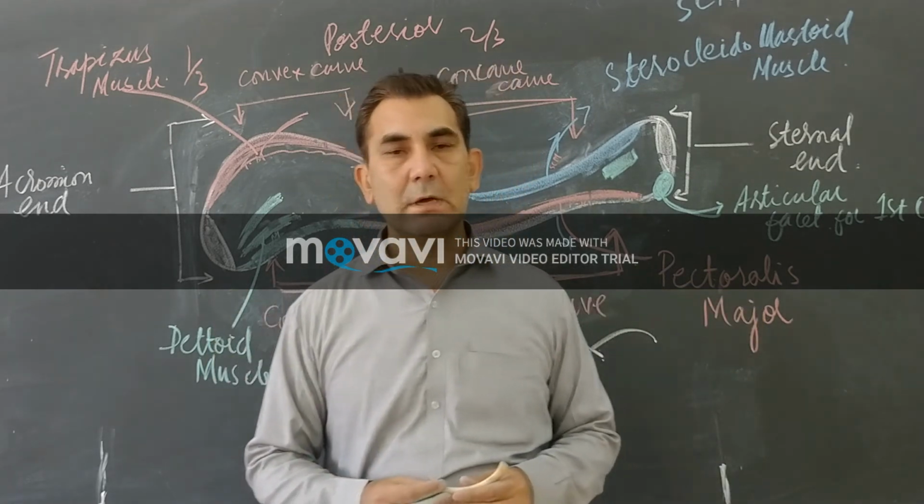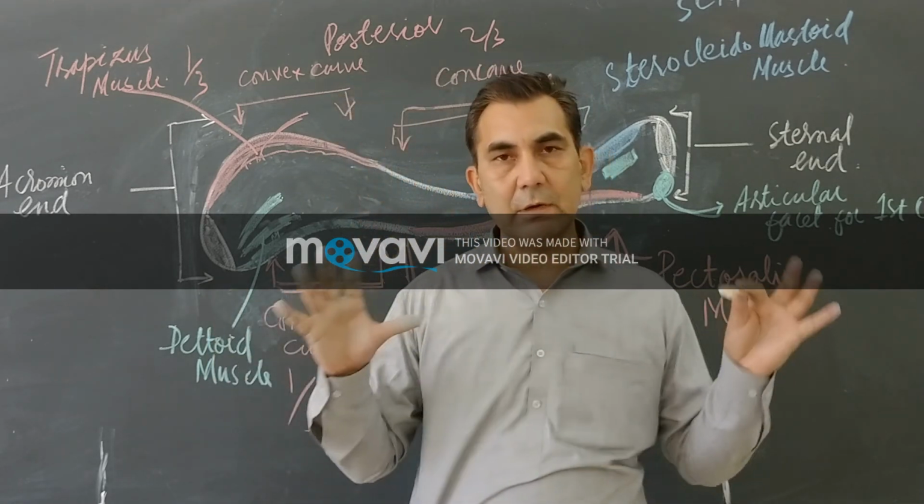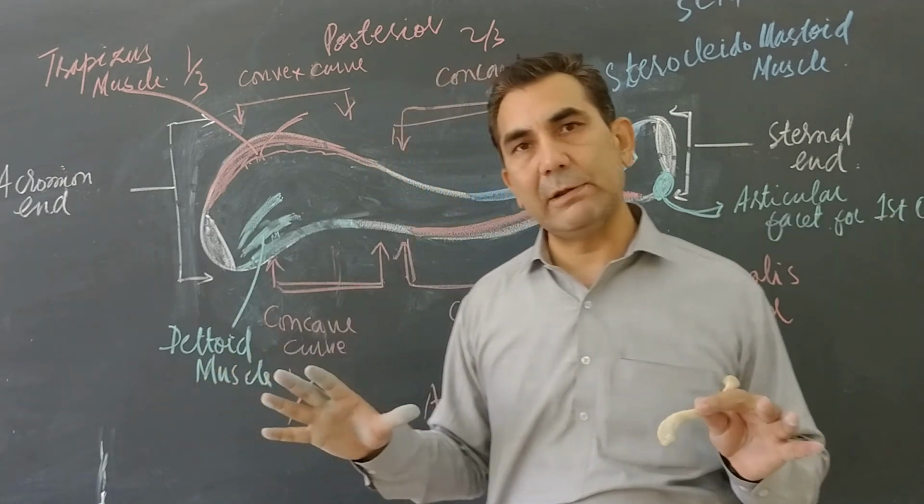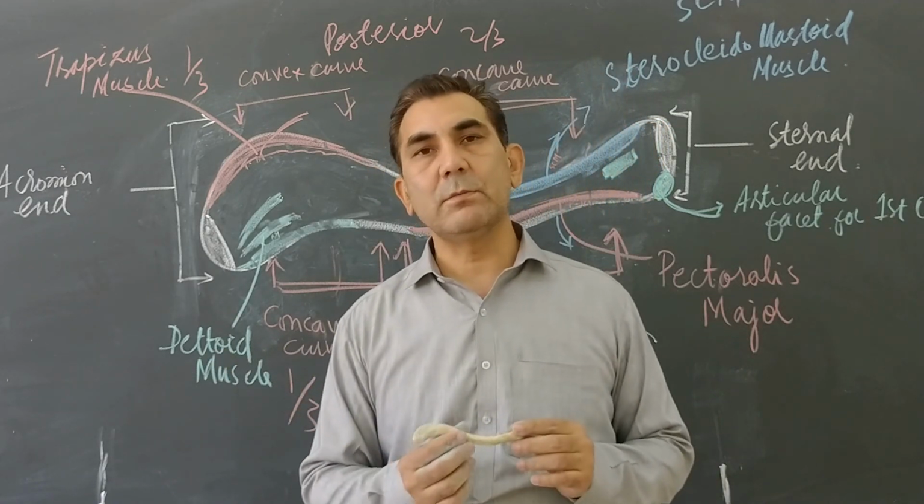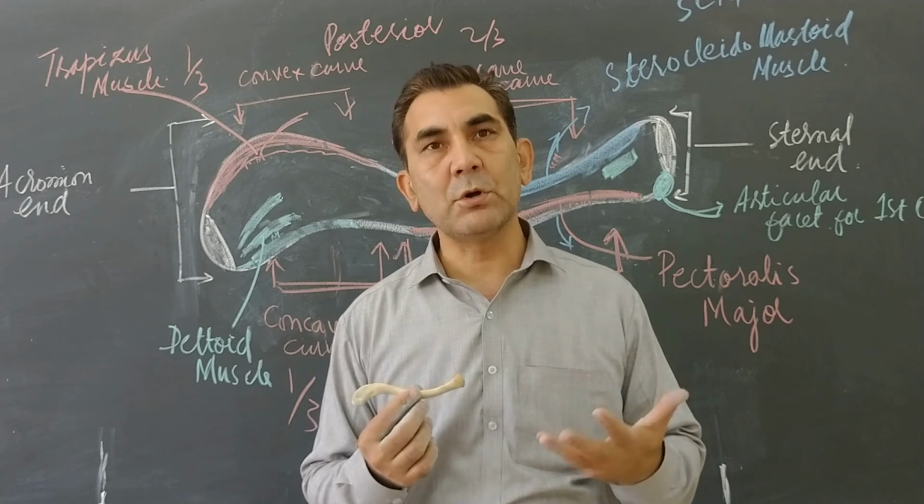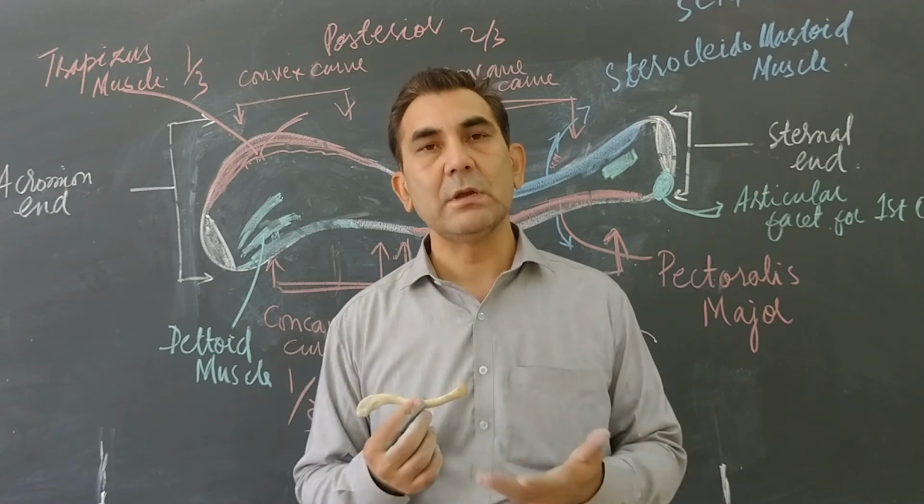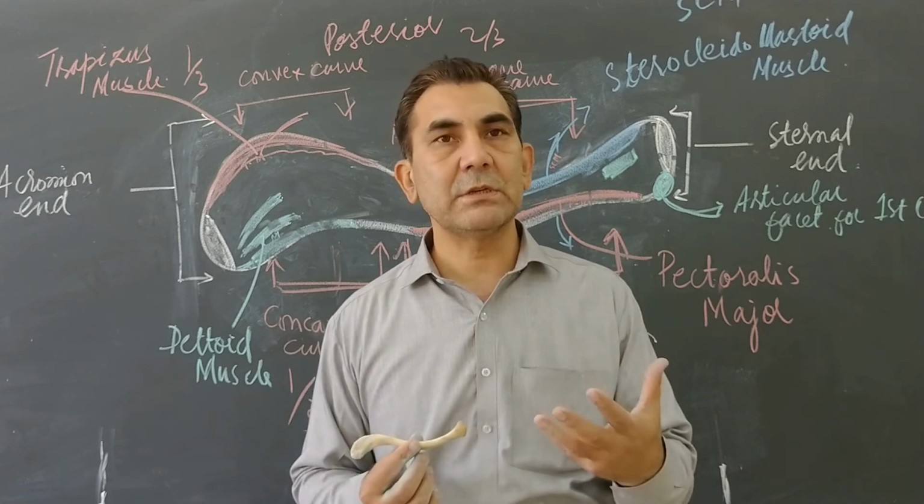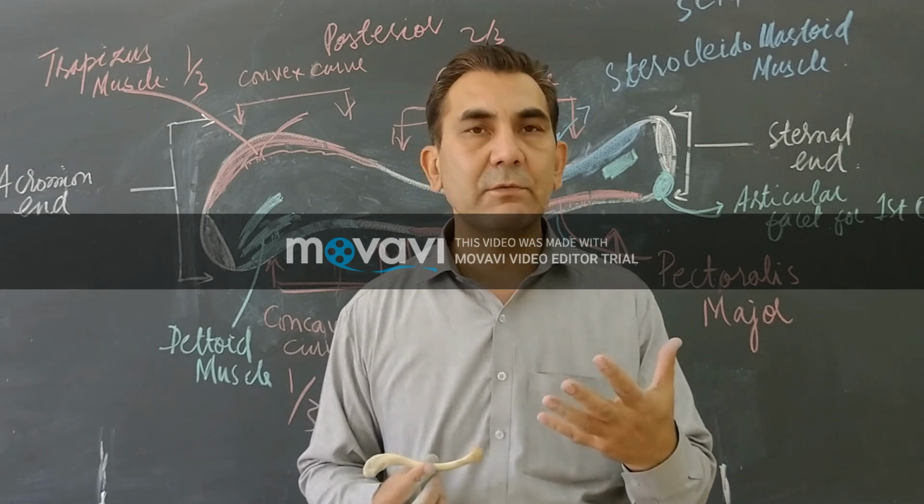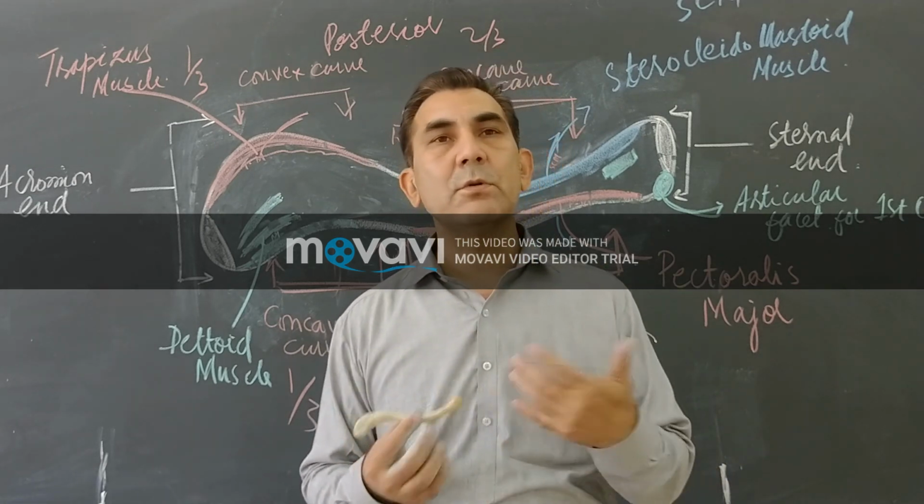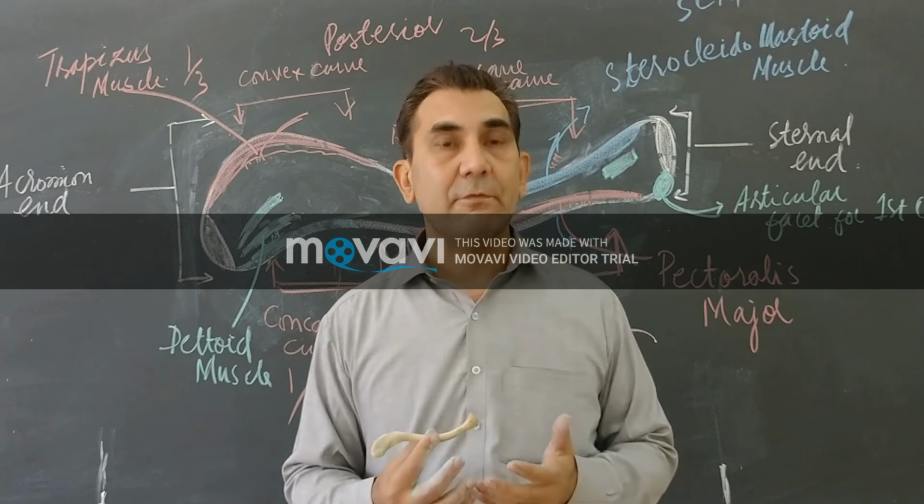So this is all about the clavicle bone, which we discussed in more detail. And this clavicle bone is most prone to fractures, mostly when a person falls from the front side, an accident from the front side. So the clavicle bone is frequently prone to fracture.